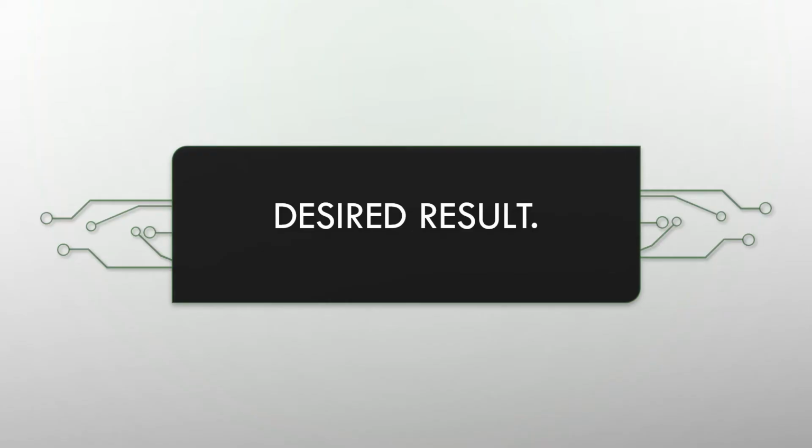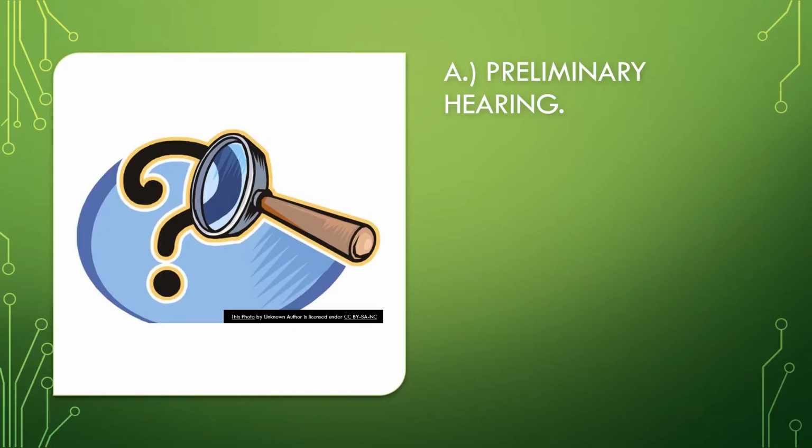Okay, and desired result. How are actions used in processes before trials? Sorry, the blue check mark there is a little dark, but how are actions used in processes before trials? I want you to be thinking about some of the steps and some of the actions that take place before trials as well. All right, so preliminary hearing.